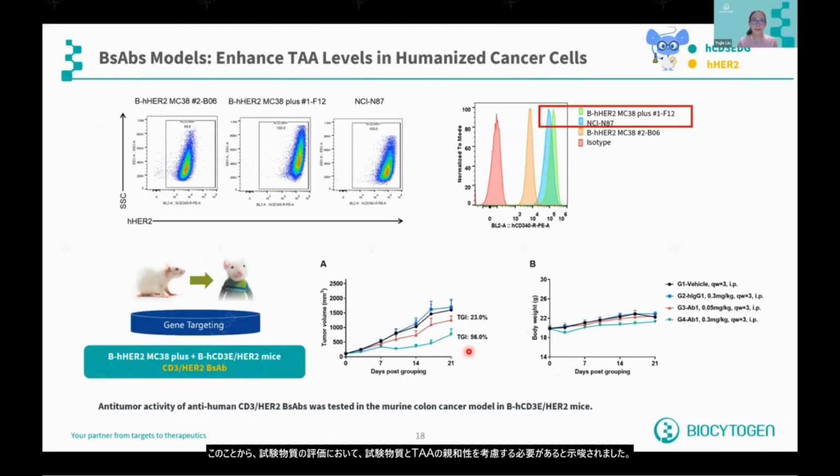This gives us some suggestions that for the evaluation of your test articles, we may consider the affinity of the test articles to the TAA, and meanwhile we have to consider which level of TAA we need for the evaluation and what kinds of patients we are going to treat in your future studies.